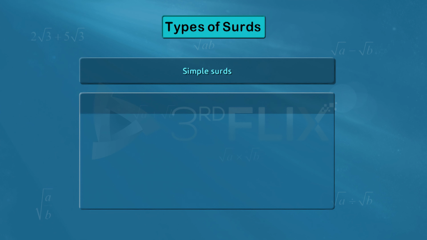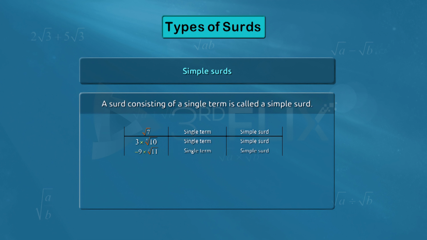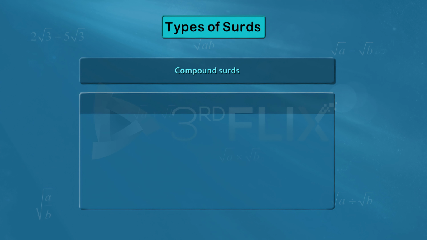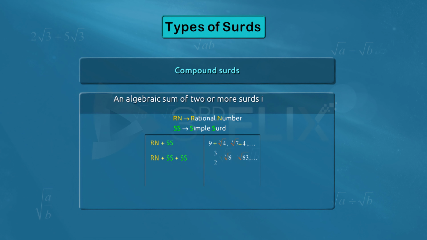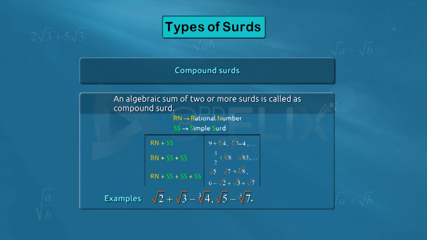Simple surds. A surd consisting of a single term is called a simple surd. Examples: root 2, 3 into fourth root 5, 4 by 3 into cube root of 6. Compound surds. An algebraic sum of two or more surds is called a compound surd. Examples: root 2 plus root 3 minus cube root of 4, root 5 minus cube root of 7, etc.